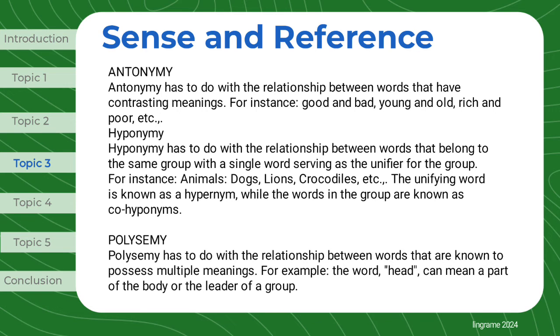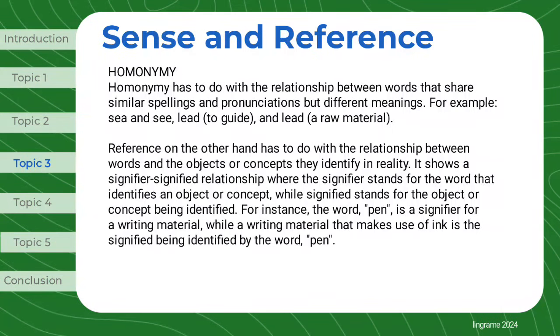Polysemy. Polysemy has to do with the relationship between words that are known to possess multiple meanings. For example, the word head can mean a part of the body or the leader of a group. Homonymy. Homonymy has to do with the relationship between words that share similar spellings and pronunciations but different meanings. For example, see and see, lead, to guide, and lead, a raw material.